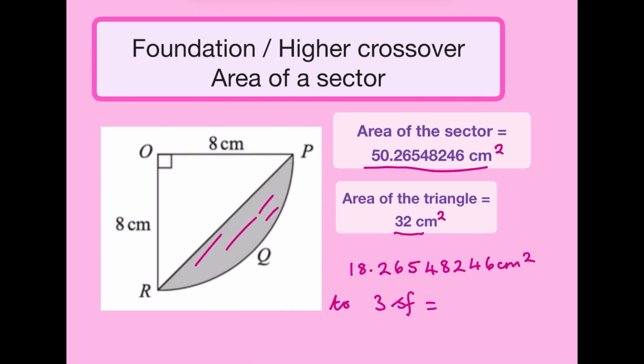So if we type 50.26548246 minus 32 into our calculator, we come out with this number, 18.26548246. We've got to round it to 3 significant figures. So first, second, third, we chop and then we check. That 6 is higher than a 5. 5 or more we round up, so we have to round up the 2 to a 3. So our final answer is 18.3 centimetres squared.